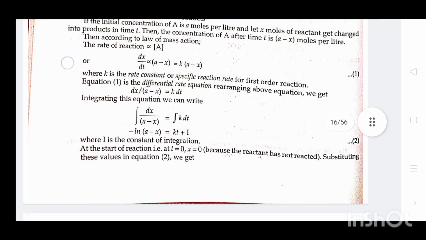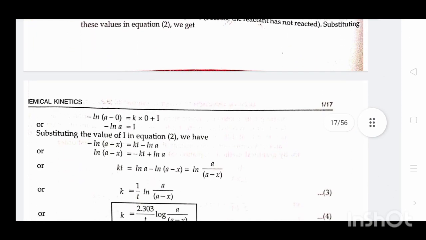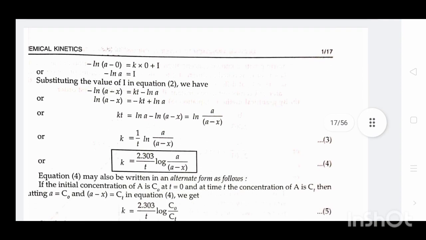Integrating this equation we can write minus ln a minus x equals kt plus I, where I is the constant of integration. At the start of the reaction, that is at t equals 0, x is 0, because the reactant has not reacted. Substituting these values in equation 2 we get minus ln a equals I. Substituting the value of I in equation 2 we have k equals 2.303 by t log a divided by a minus x.